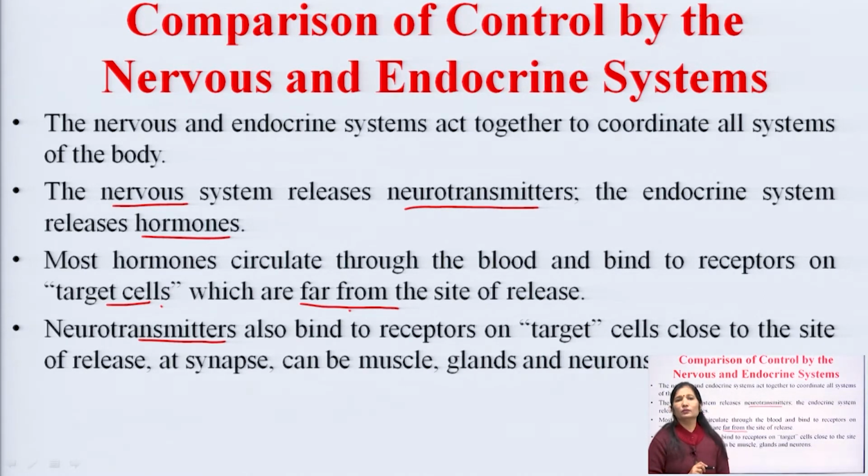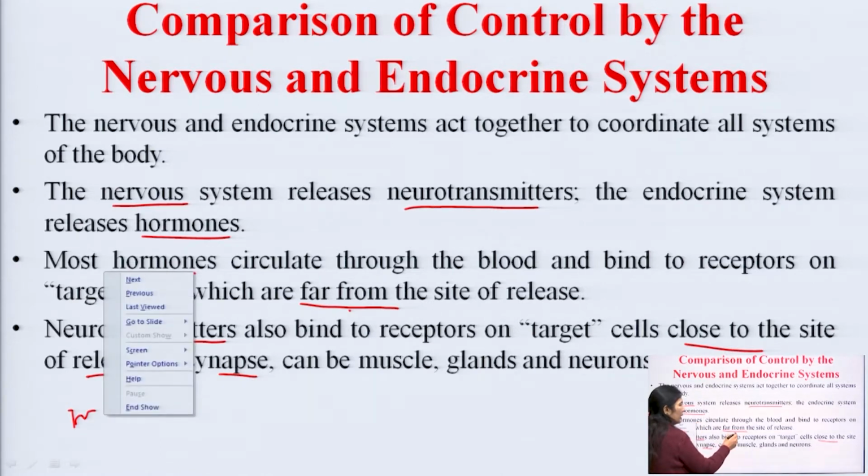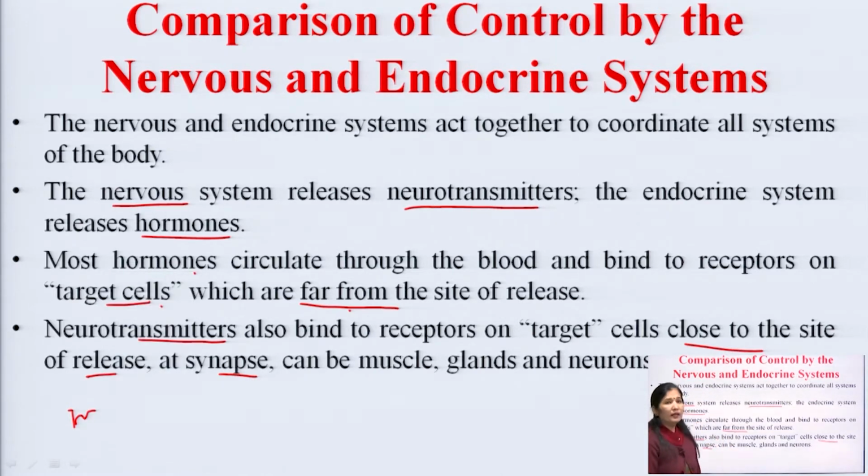Neurotransmitters also bind to the receptors present on the target cell, but their target cell is close to the site of release, at the synapse where they form a junction, and it can be a muscle, gland or neurons. So, one big difference is that in the case of hormones their target site is far, and in the case of neurotransmitters their target site is close to the site of release.